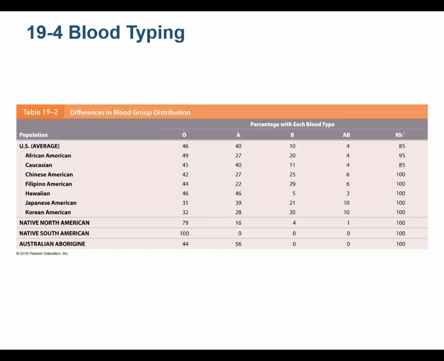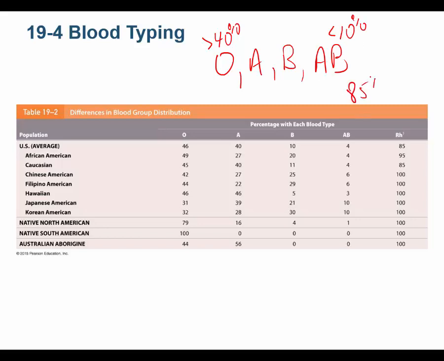Please don't memorize any of these. Actually, I will have you memorize one thing. O is the most common blood type in the United States. A is the second, B is the third, and AB is the fourth. This is greater than 40%. This is less than 10%. I don't remember the exact numbers. 85% of the people are Rh positive, and 15% are Rh negative. I would like you to memorize that.